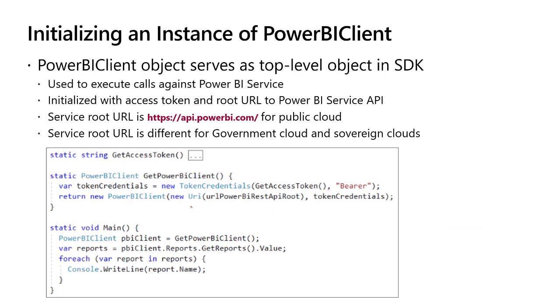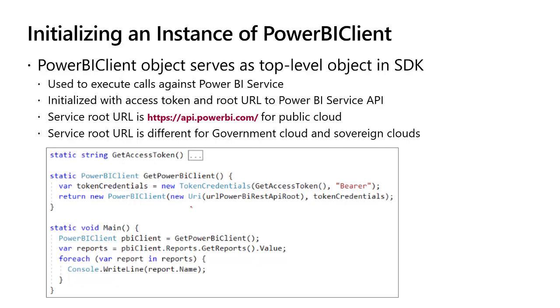Okay, now let's say that I want to just do hello world. When I use the SDK, I create a Power BI client object. When I create it, I initialize it with an access token, and we spent a long time talking about how to acquire those access tokens. Then you also need to point it to a service root URL. For Microsoft's public cloud, that's https://api.powerbi.com. But if you're using the government cloud or one of the other sovereign clouds, you have to find the particular root for those APIs, which are different.